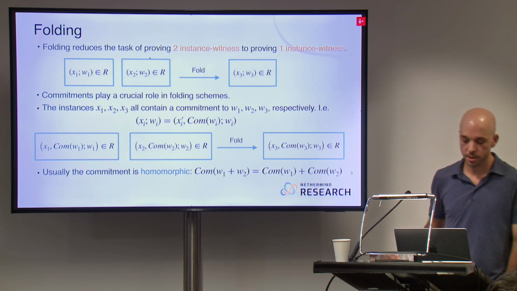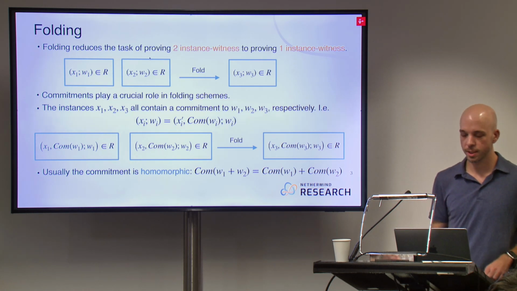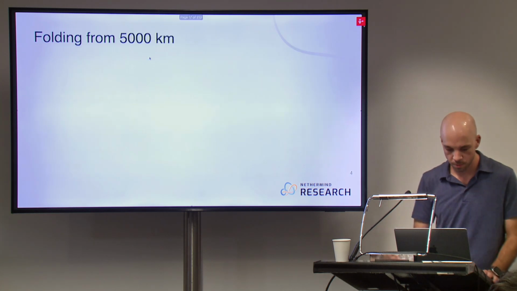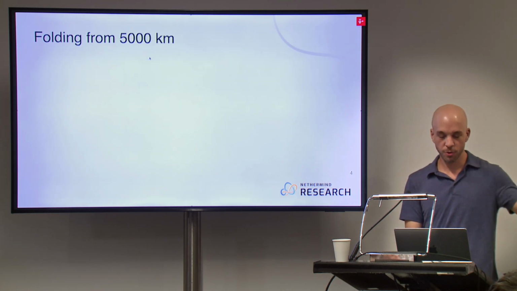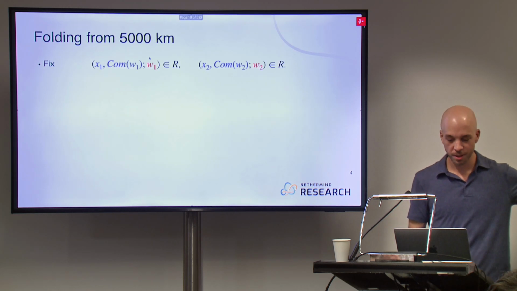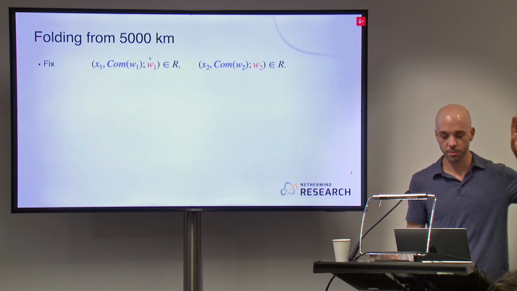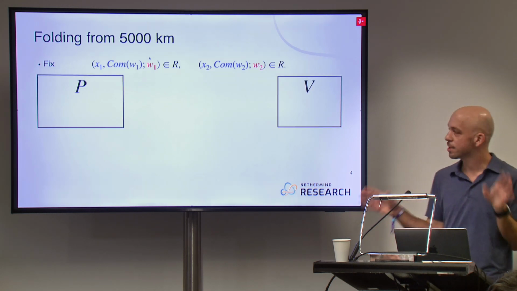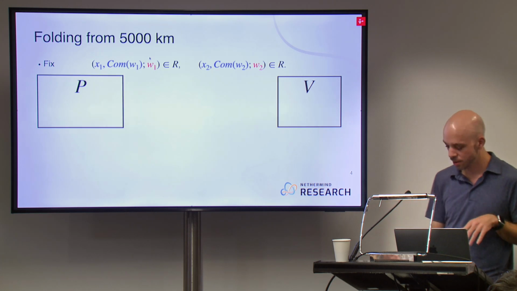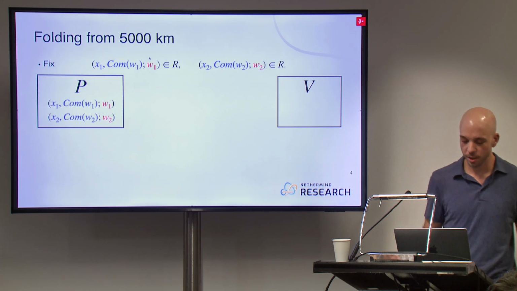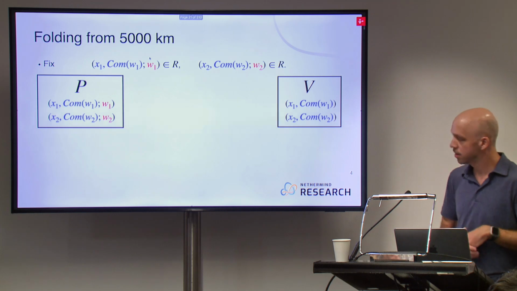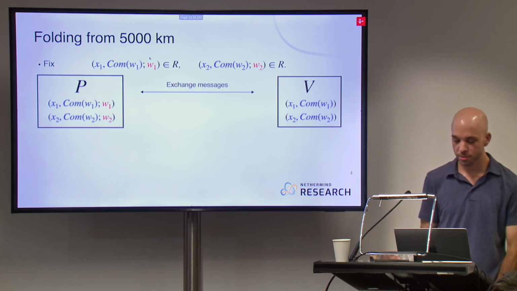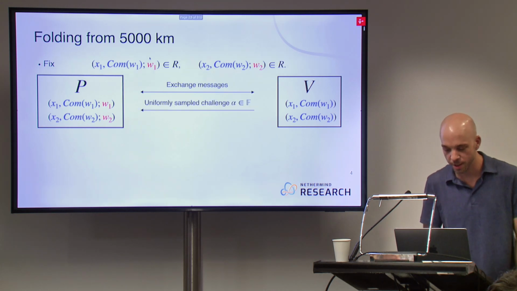And usually, in most cases, the commitment has to be homomorphic, which means that the commitment to a sum of witnesses is the sum of the commitments. For those of you who have never seen a folding scheme, here is how it works if you look at it from 5,000 kilometers distance. Take two instance-witness pairs that we want to fold. As I said, the prover knows everything, the witnesses and the instances. The verifier only knows the instances. And now prover and verifier exchange messages for a while.